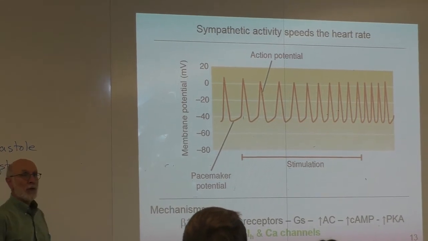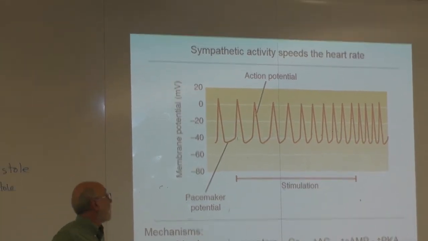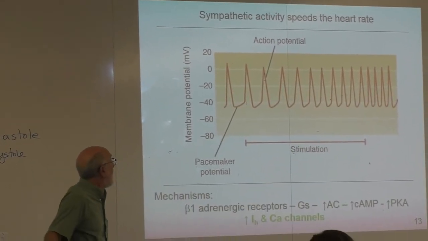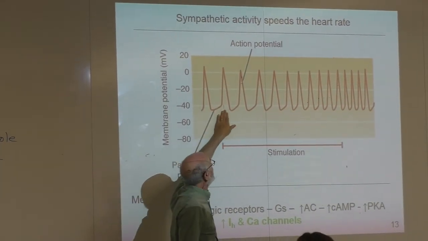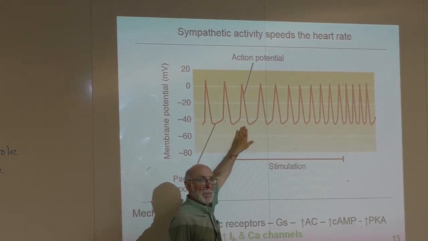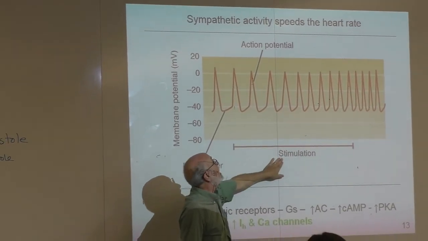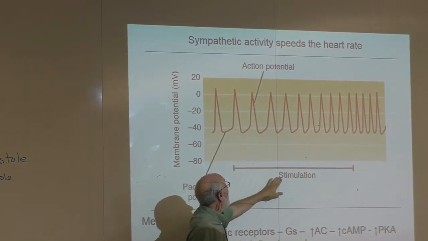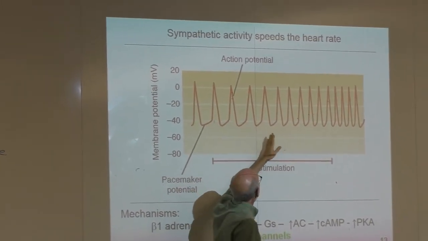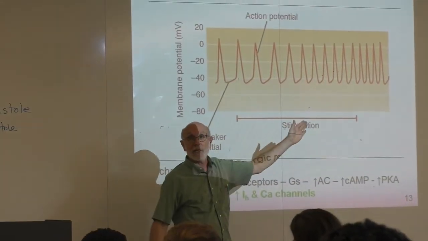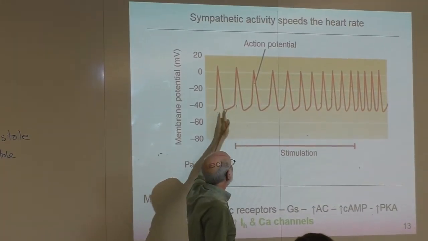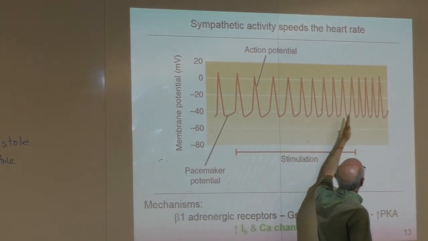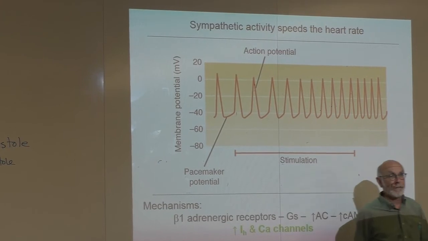Here is a cartoon of data of a pacemaker cell beating normally. And then what did they stimulate? They stimulated the sympathetic nervous system. And with a delay, you can see that the rate is increasing. Beat, beat, beat, beat, beat.